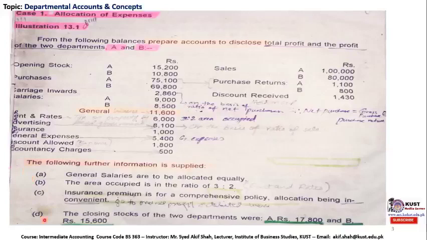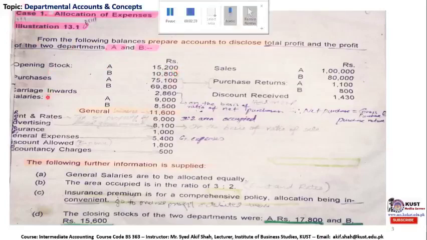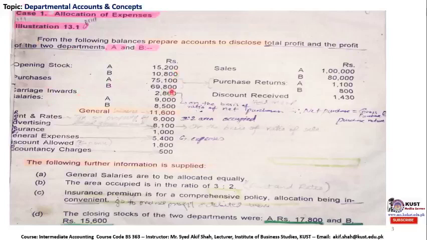to the proper department. So the opening stock of department A is 15,200 rupees and the opening stock for department B is 10,800. Similarly, the purchases for department A is 75,100 and for department B is 69,800. In front of purchases, we have been given purchase return, which means that department A has returned its purchases by 1,100 rupees and department B has returned its purchases by 800 rupees.